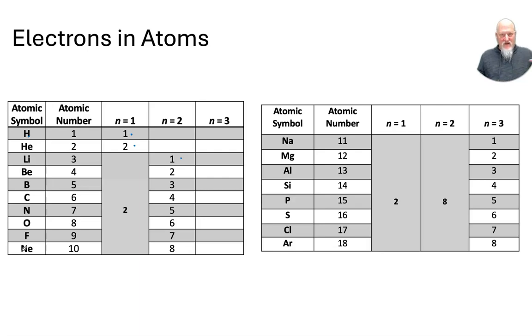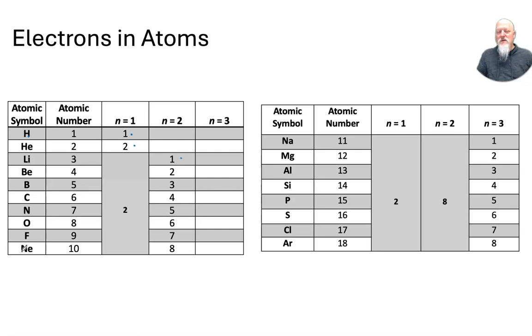And then I go down to the next row, which starts with sodium in the periodic table. The n equals 1 and n equals 2 levels are full. So then I start in the n equals 3 level. And I just put electrons in the n equals 3 until I get to argon.